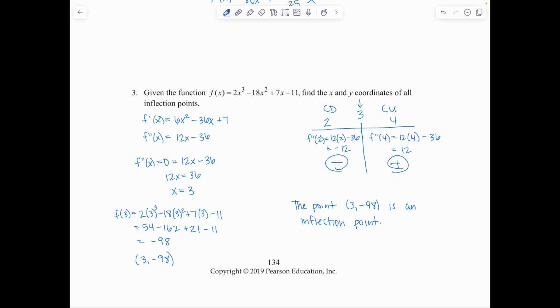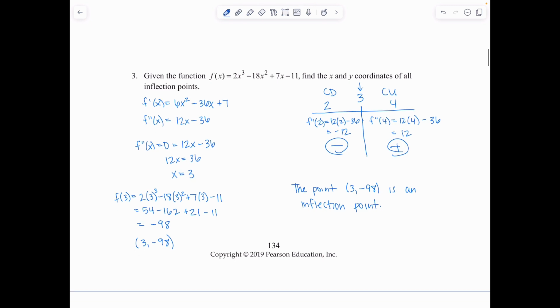Now if we had checked it and it was concave down to concave down, it's not changing concavity, so it wouldn't be considered our inflection point in that example.